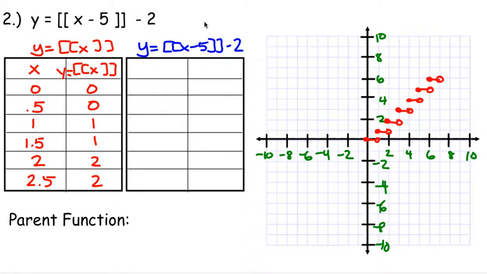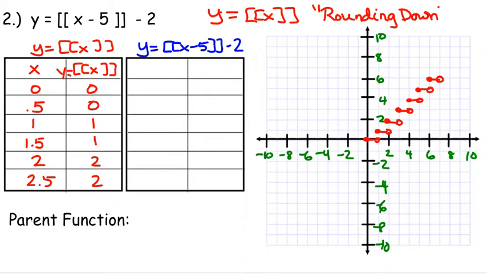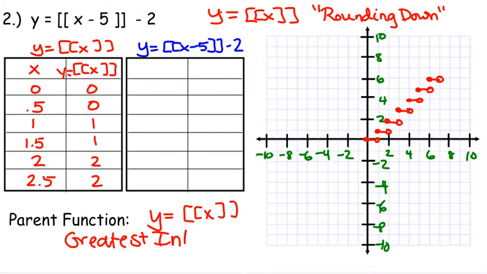So y equals greatest integer function. Remember that represents rounding down. When you substitute values in for the domain, you will always get integers out. So your parent is y equals greatest integer function. All right, so I grabbed the ordered pairs for you.